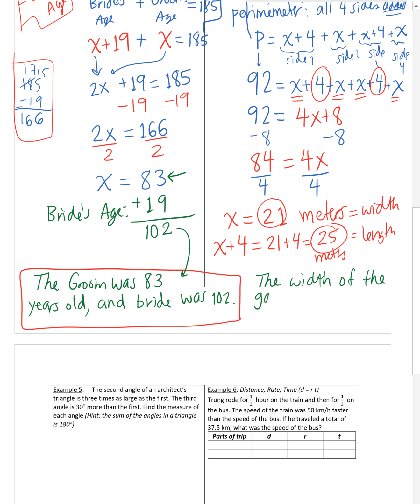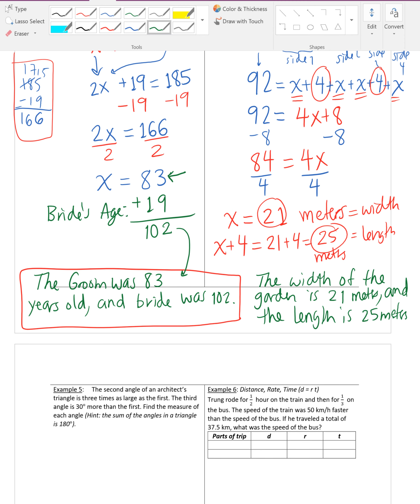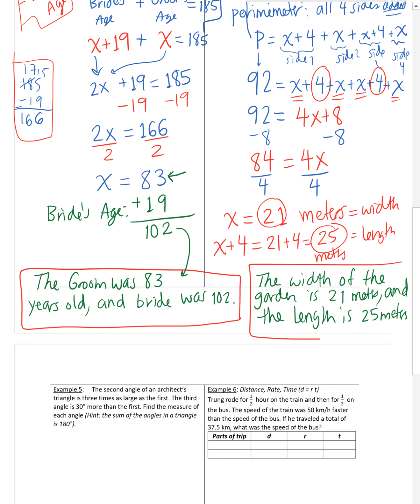The width of the garden is 21 meters, and the length is 25 meters. And if you want, you can use abbreviations. You don't have to write the word meters out. You can actually write M for meters. That's up to you, yeah. But that's what they really want, is that last sentence.